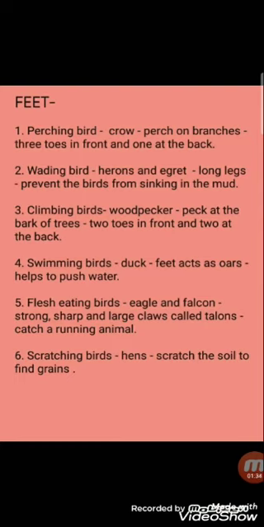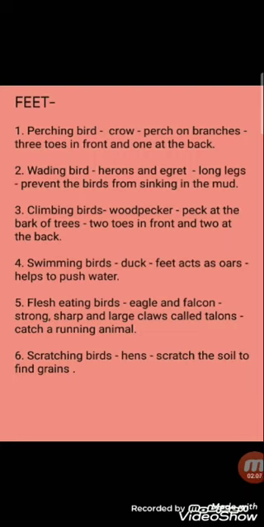Next, wading bird. Heron and egret. They have long legs, and their long legs prevent the bird from sinking in the mud. Next, climbing bird. That is woodpecker. Just now I told you what woodpecker does. It pecks at the bark of trees. And what type of feet does it have? 2 toes in front and 2 at the back. You would have seen just now in the picture what type of feet woodpecker has.